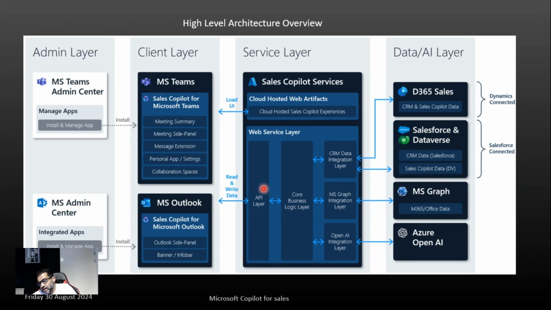Let's talk about the data and AI layer. So the data and AI layer, like Dynamics 365 or Salesforce, that's your system. How it integrates is shown on the right side. So it has its own boundaries. Microsoft respects everything: data in motion, data at rest, and data in transit, and all the communications are done via TLS, which is perfectly fine.